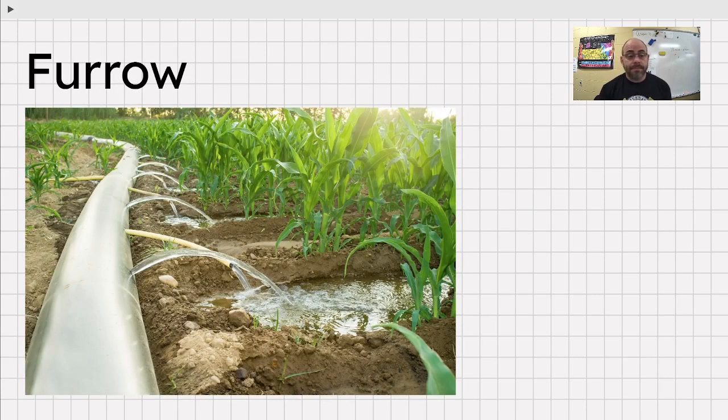Maybe there's not. So let's look at the different kinds of irrigation. This is called furrow irrigation. This is the oldest kind of irrigation, the simplest kind of irrigation. Also, one of the worst. All right, so let's look at this.